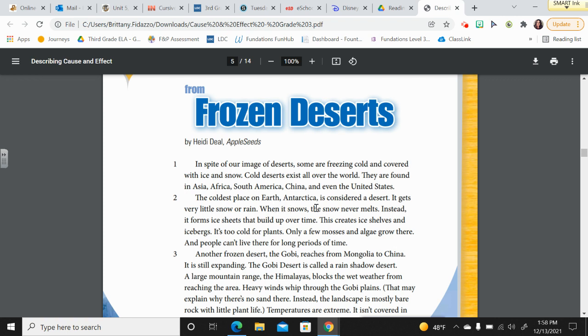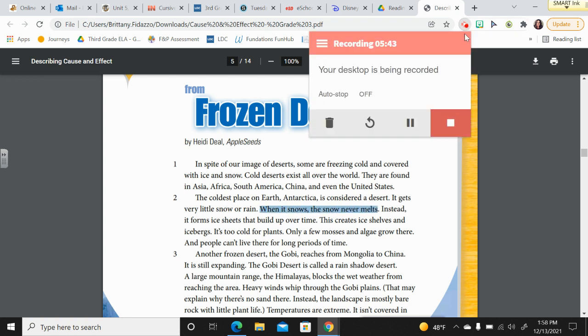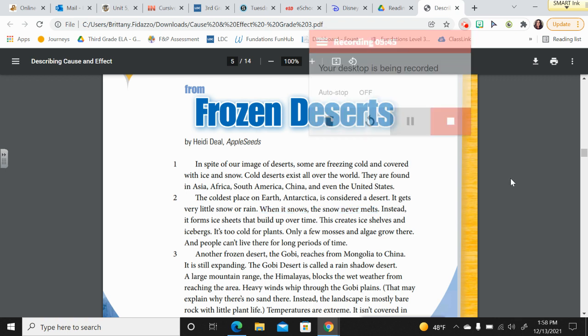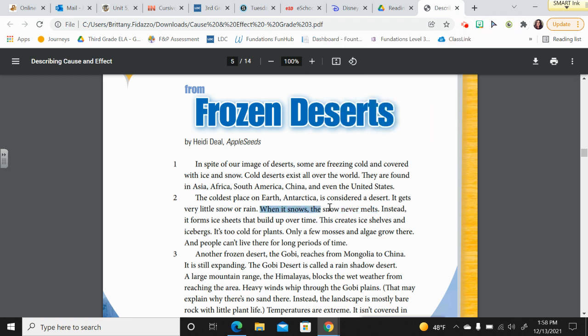Right. When it does snow, it never melts. I would underline that sentence in your text there. Can I have juice for this pencil, please? Okay, so I would definitely underline when it snows, the snow never melts. That's just because it's extremely cold there.